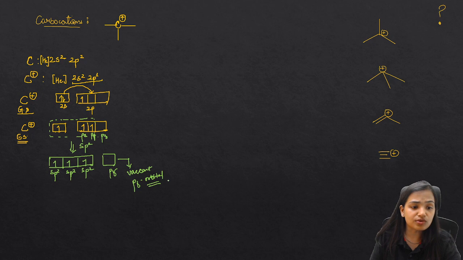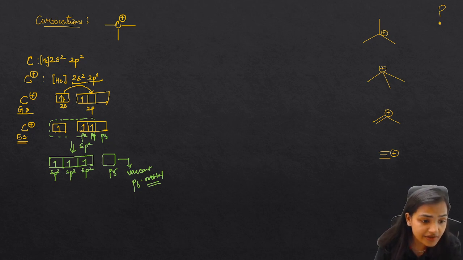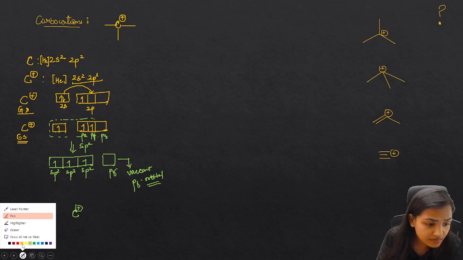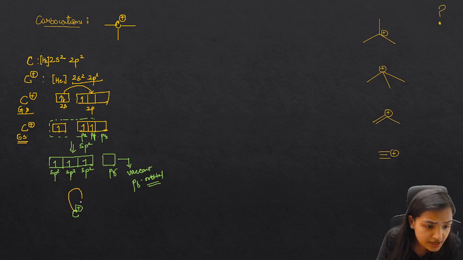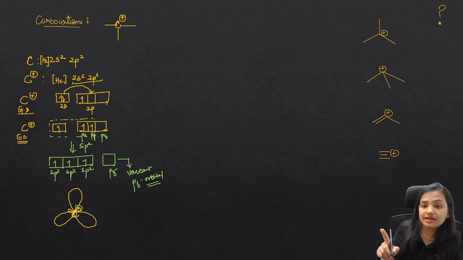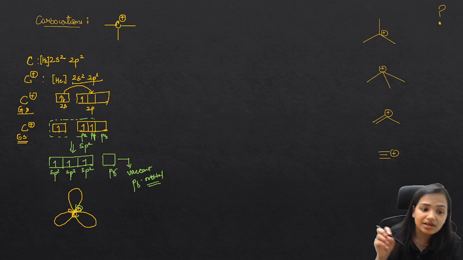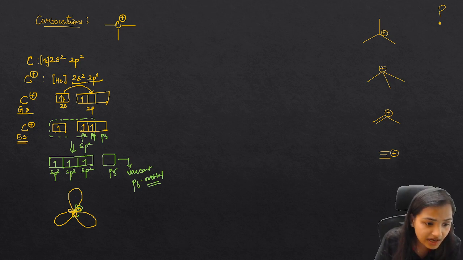So when we have to draw the structure of such a carbocation, we must know that here we have 3 hybrid orbitals. Over a carbon with a positive charge, we have three sp2 hybrid orbitals. This is one hybrid orbital, this is another, and this is another. Hybrid orbitals always have a major lobe and a minor lobe.